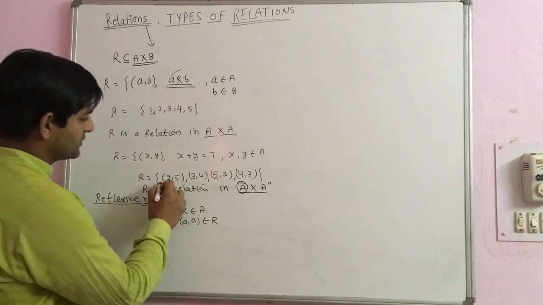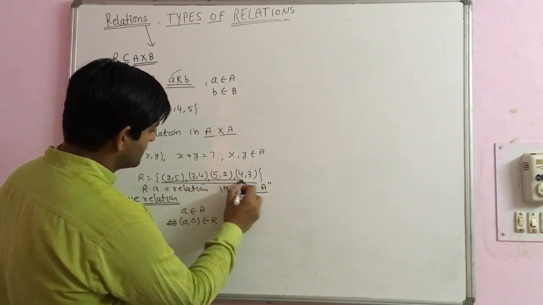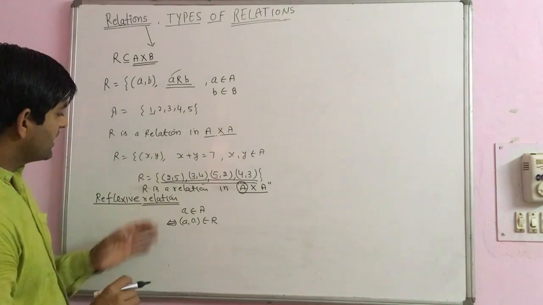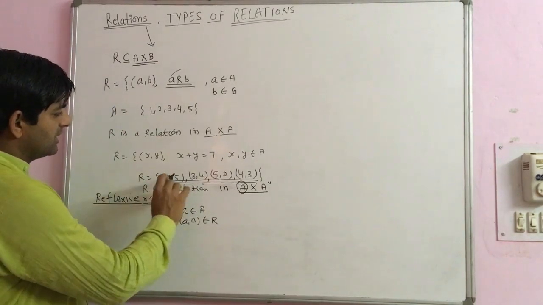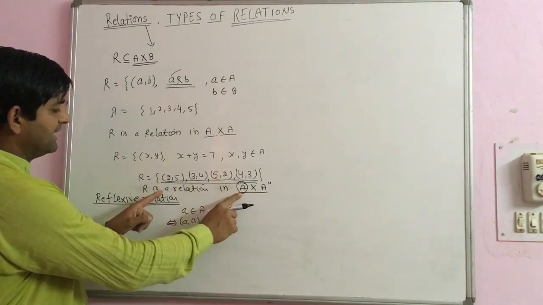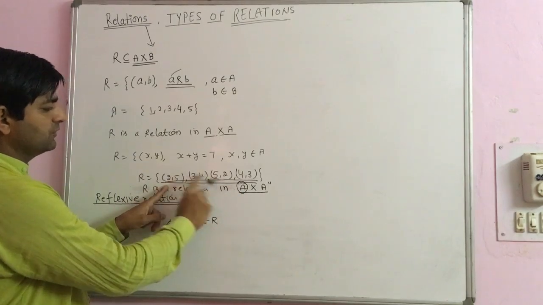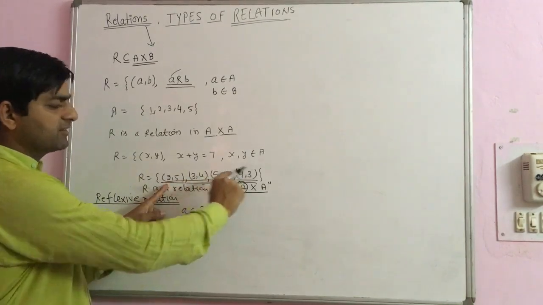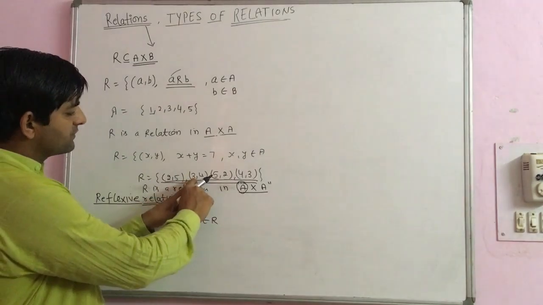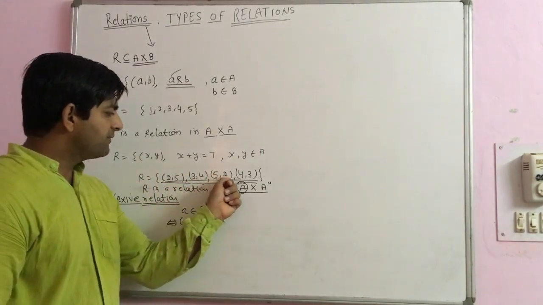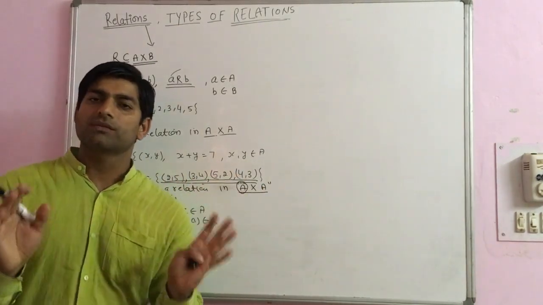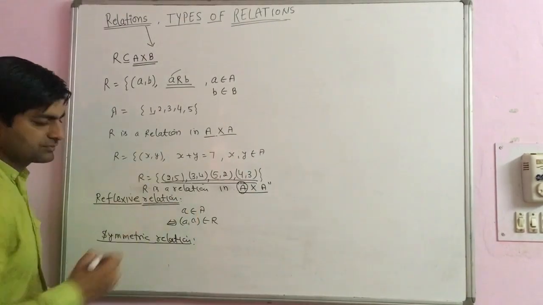If you see this relation, what we are having here, if we take 2 from the set A, then it does not have (2, 2). It does not have (3, 3), (5, 5), (4, 4). So it is not a reflexive relation.